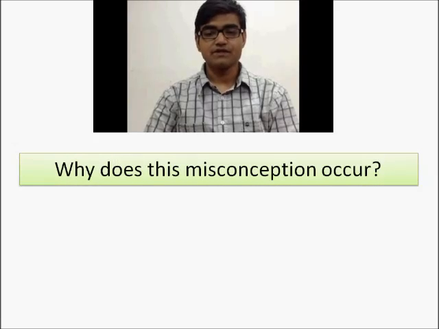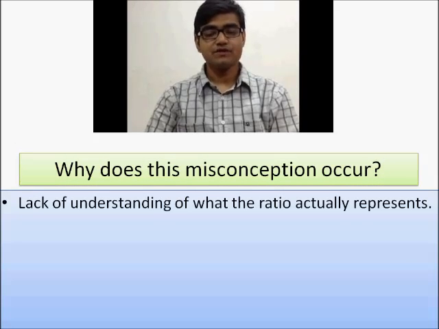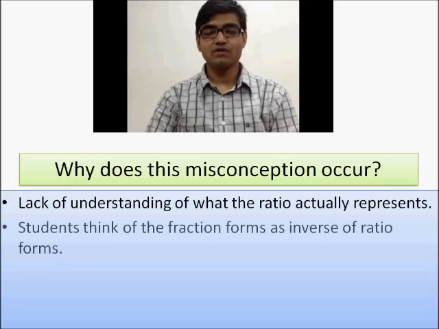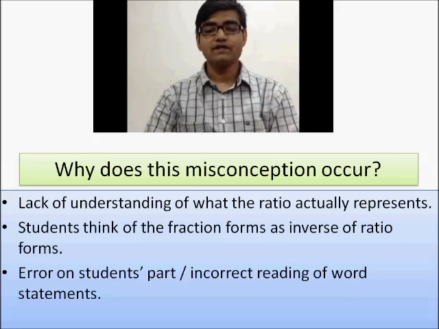This misconception occurs because of the lack of understanding of what the ratio actually represents. In the previous question, as the ratio between Shyam's bats to Shyam's balls was 1:5, the student thought of this in fraction form as the number of balls being 1/5 of the number of bats. Some of this might be attributed to an error on the student's part, or in the case of the second question, incorrect reading of the word statements. Let us see some ways for us to remediate the misconception.